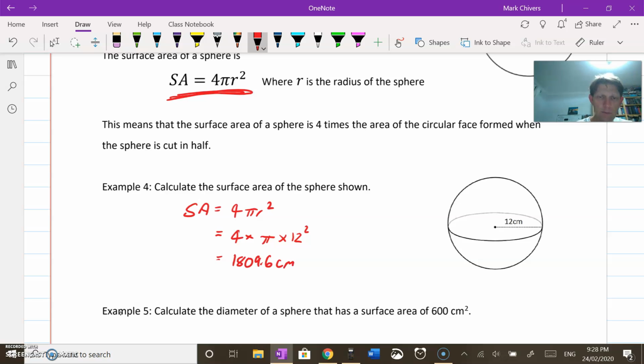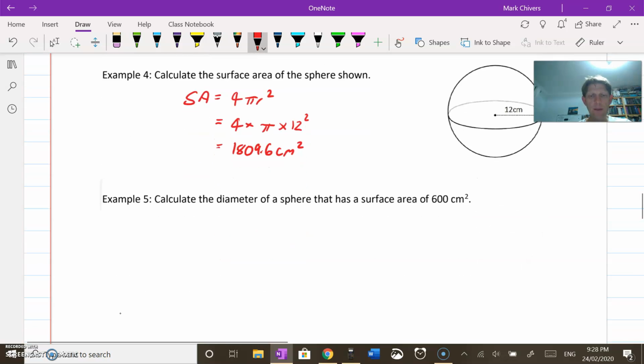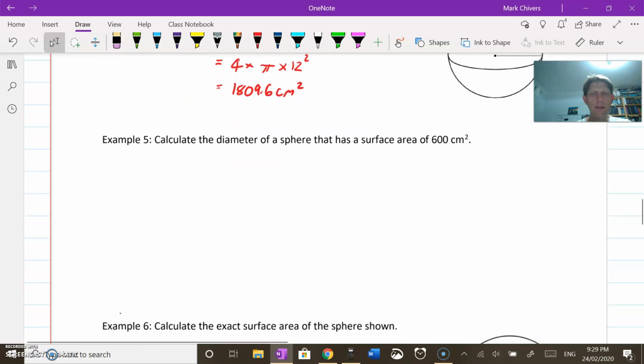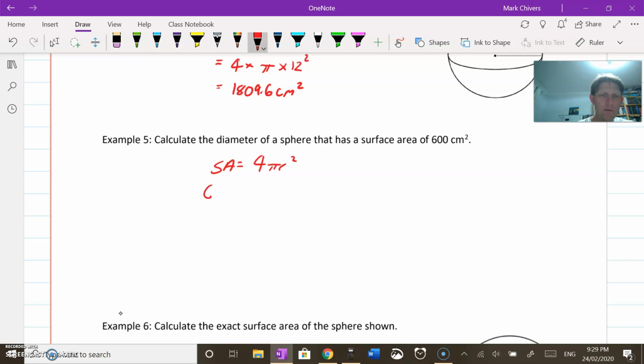And we're in centimeters, so that'll be centimeters squared. Calculate the diameter of a sphere that has a surface area of 600 centimeters squared. So if we think about that surface area formula, it's 4 pi r squared. We don't actually know what the radius is in this case, but we do know that the surface area is 600. So we can replace that, and we're left with 600 equals 4 pi r squared.